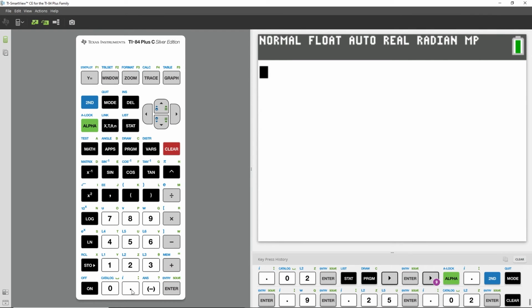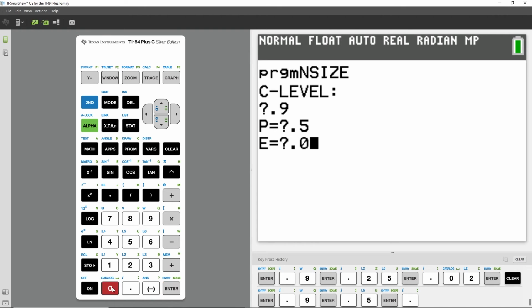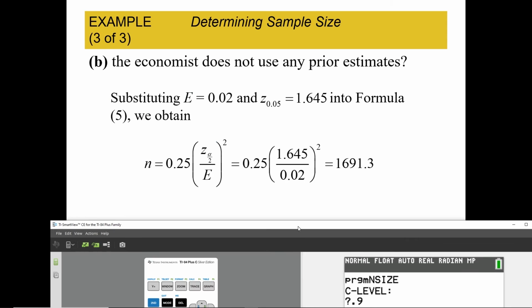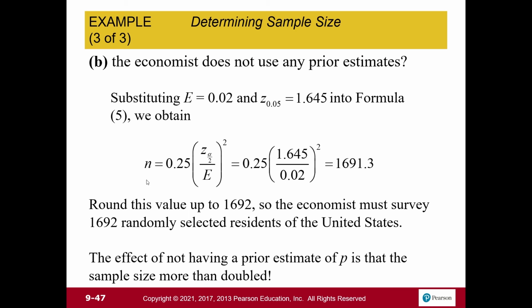So let's do this again. Confidence level is 0.9. We put in 0.5, and E is 0.02. Okay, we got 1690. We rounded to 1691, and that's consistent with what they got as well. Although they're going to have to round to 1692 now. Our answer is more accurate than theirs because they round their critical value to 3 decimal places, but our critical value doesn't get rounded off.